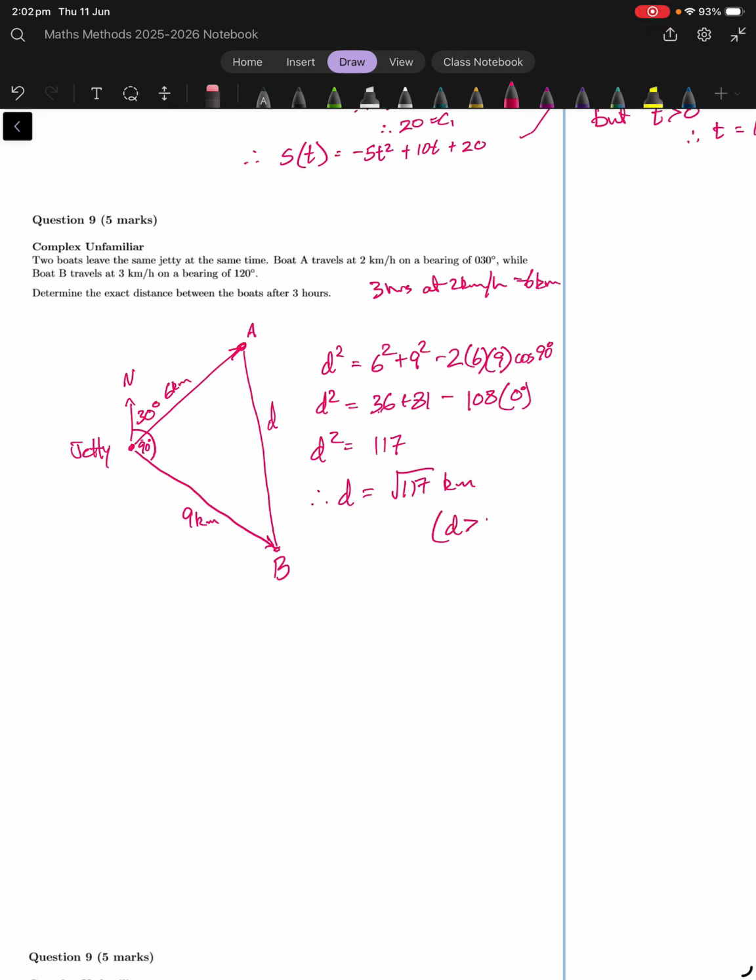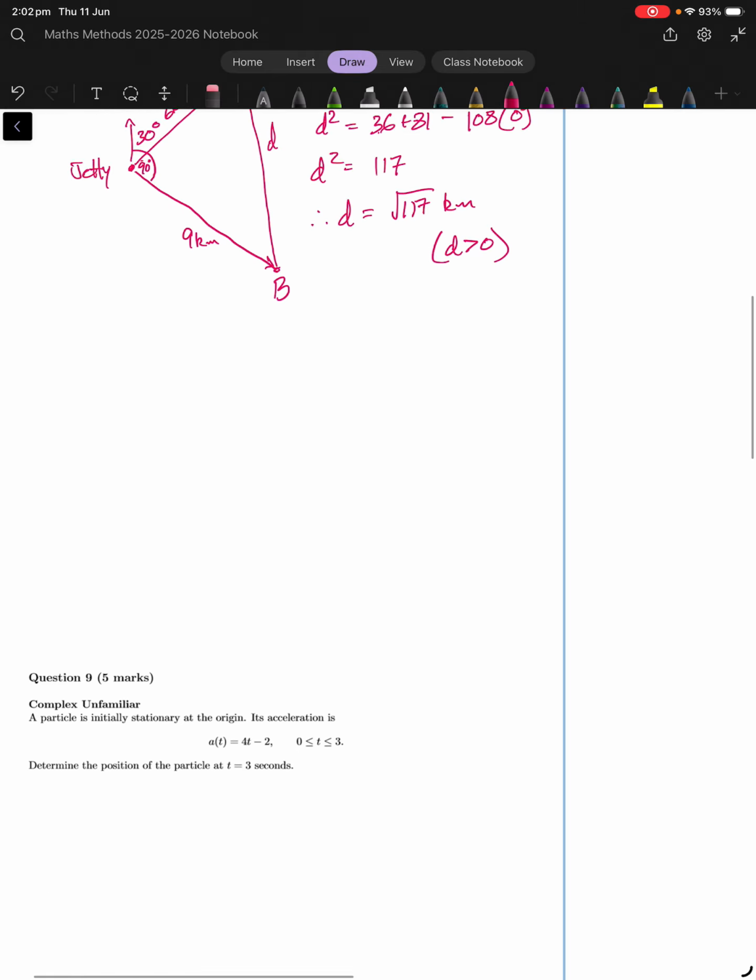Just making a note that d had to be greater than 0. So I can reject the negative value, because otherwise I would have had to go plus or minus. But as long as you just make a note that you knew it had to be positive because the distance was positive, then you're all good. So those ones are actually pretty nice, pretty easy. Standard cosine rule. You just have to do a little bit of a calculation with the speed and time and your cosine rule.